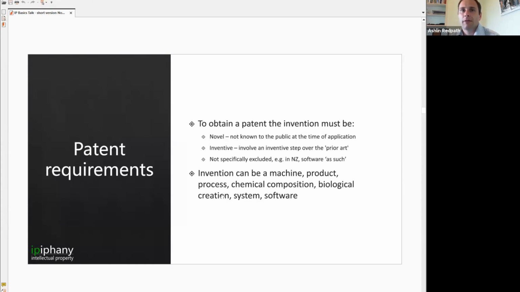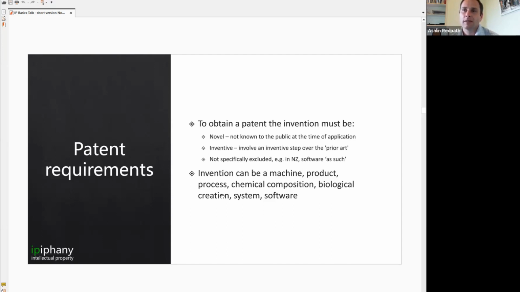There are a few requirements to obtain patents. We talked about novelty and inventive step. Some countries also have specific exclusions as to different types of technology that they won't accept patents for. In New Zealand, an exclusion for software as such was introduced a few years ago. It doesn't mean that all software is not patentable. It can be defined as a method, and you may be able to get a patent for it.